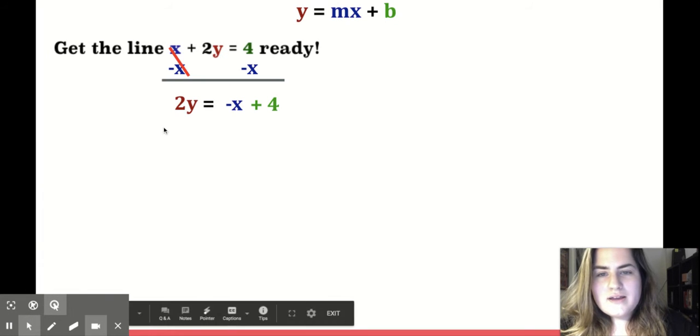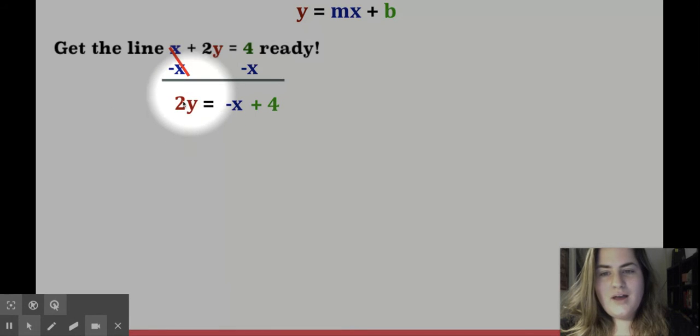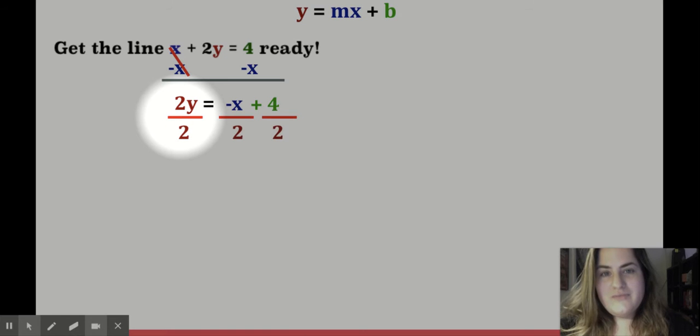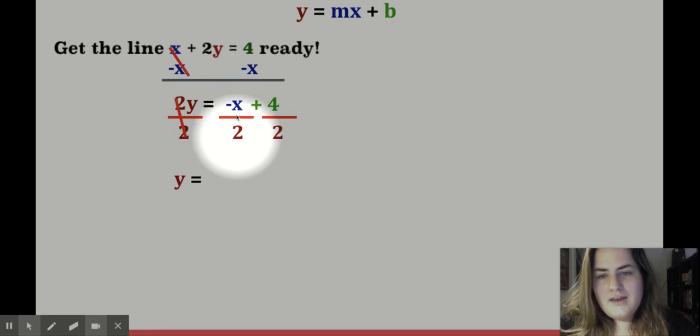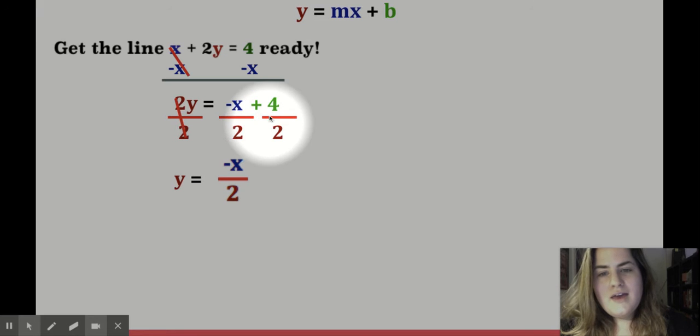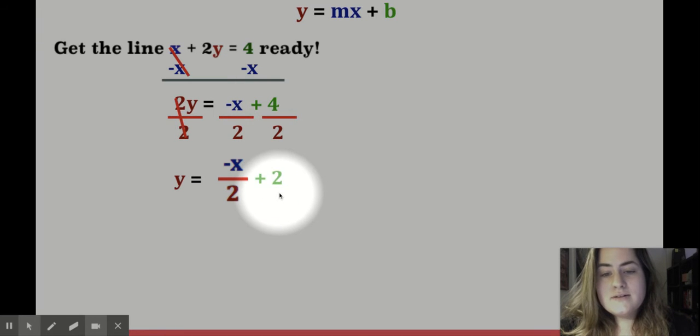Now, is y totally by itself? No. What's happening next to y? It's being multiplied by 2. The opposite of multiplying by 2 is dividing by 2. So anything divided by itself we can just cancel out, and everything here I can either try to simplify it or bring it down. Either way, my y equals comes down. I can't really simplify negative x over 2. I don't know what x is, so I'm just going to bring this down the way it looks. And I can actually simplify 4 divided by 2. That's going to be plus 2. So now y is by itself. This is my mx, and that's my plus b. So it looks like that.